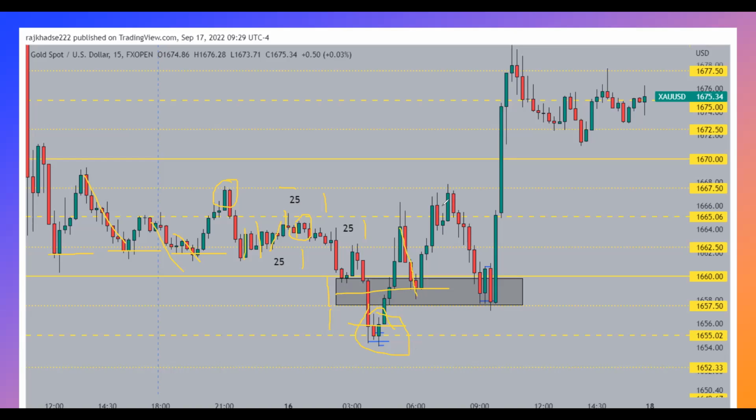One push into the low, two push, and you can also call it two posts. This is the two post, this is the third post, or you can call this one post, two posts, this is the third post, and then the market comes to the upside. This was my view for the news.